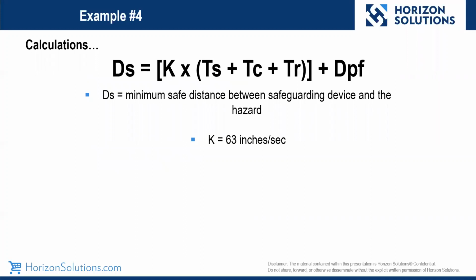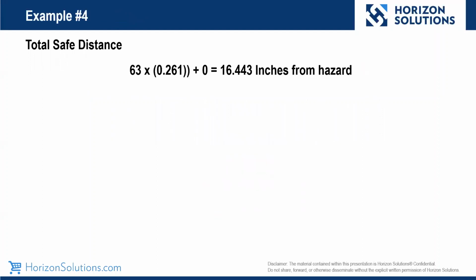Same 63 inches per second, the same 100S contactor has a 50 millisecond output time, but now we have 157 milliseconds of logical processing time between PLCs as well as between the I/O. This means we have 261 milliseconds of total system response time, which pushes this system out to almost 16.5 inches away from the hazard.